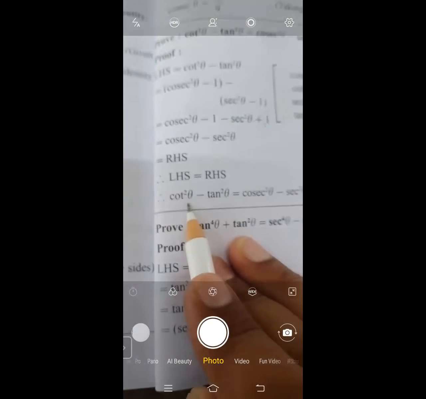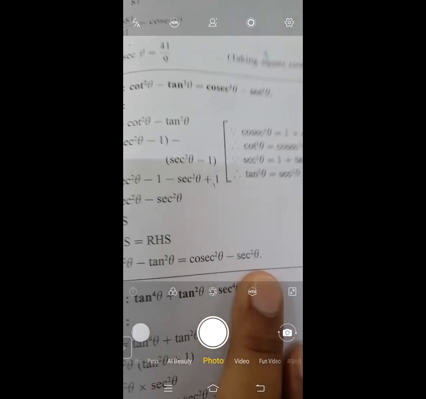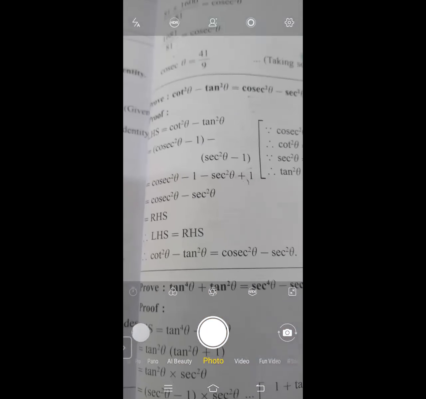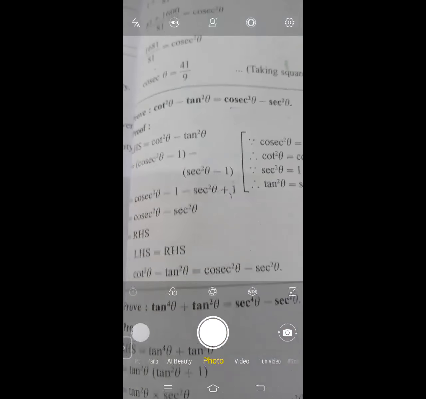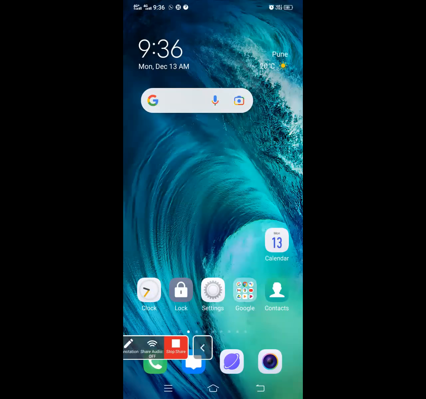So we got the RHS, which was required. So LHS is equal to RHS, and again we have written the statement to prove, which is cot square theta minus tan square theta is equal to cosec square theta minus sec square theta. Okay, this is also the easiest proof. Once you know all the identities, you just recall them again and again. It will be easy for you to understand and to solve problems.